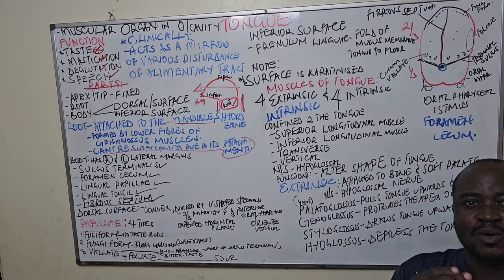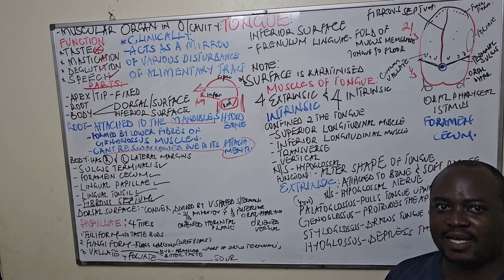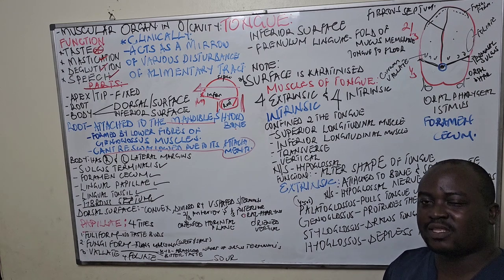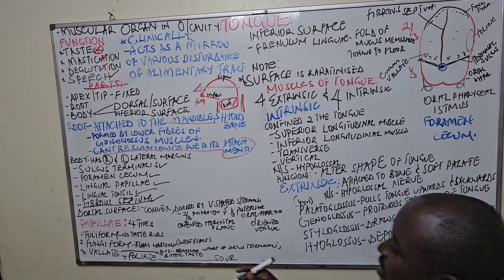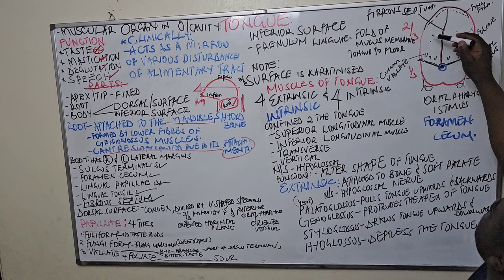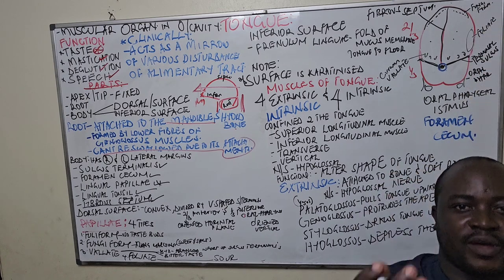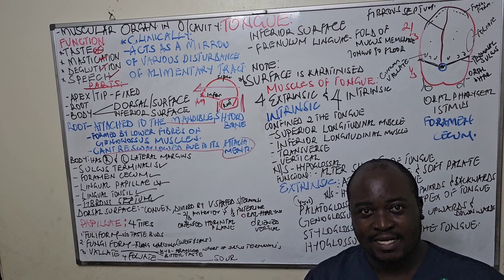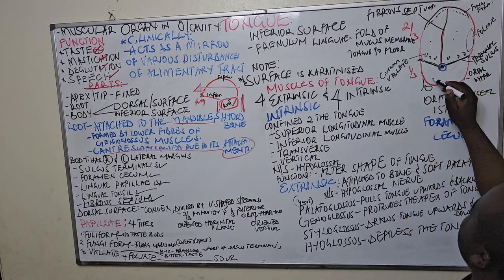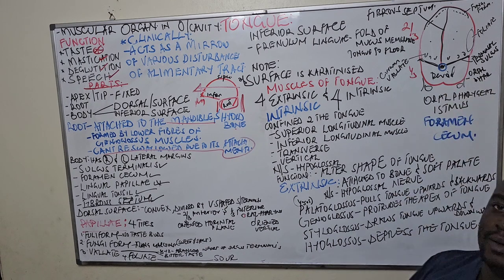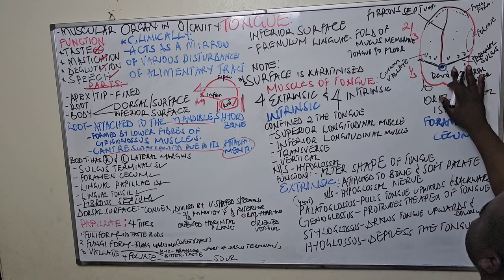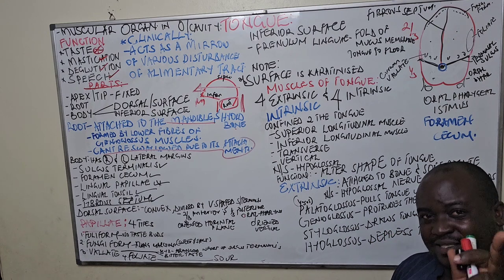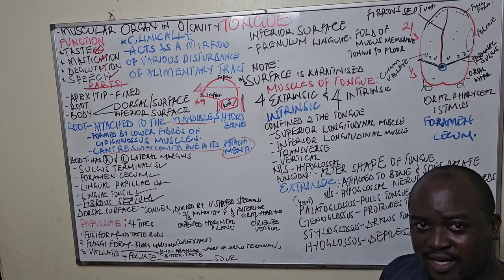The anterior two-thirds of the tongue has papillae or taste buds, lingual papillae. This one, from here to here, what is found in the oral cavity, has taste buds. The posterior third does not have taste buds. This one is devoid of taste buds. So we are going to talk about the different taste buds, but you shall remember that these taste buds are only found on the anterior two-thirds of the tongue.